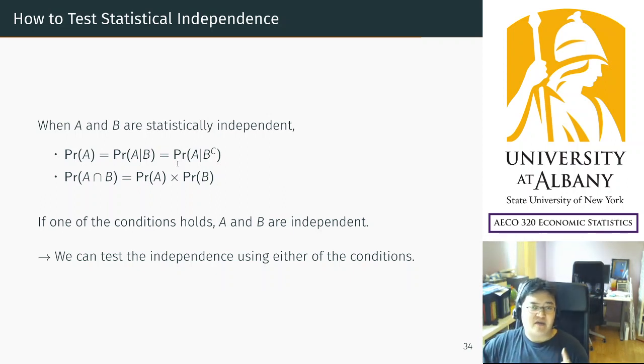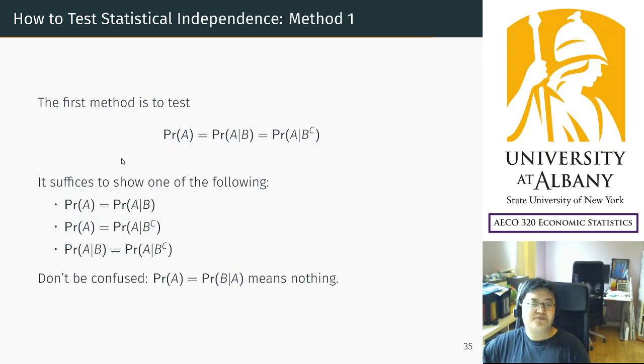So again, what I'm saying here is if you can verify the first equality, then you can say A and B are statistically independent. And if you can verify the second equality, then it also implies A and B are statistically independent. So you need to verify one of these two properties. And verification is calculating the probabilities. So I will show you how to verify these properties.